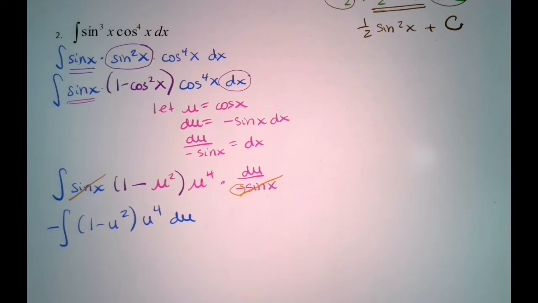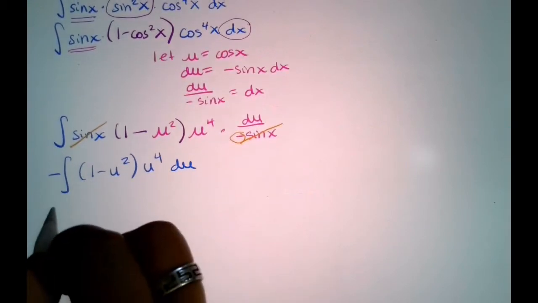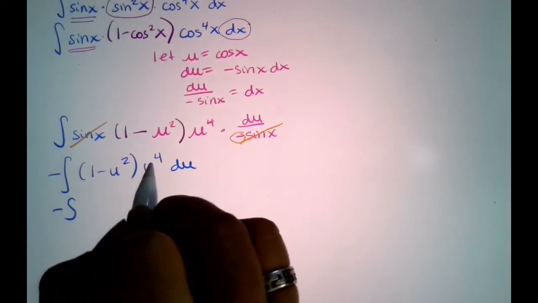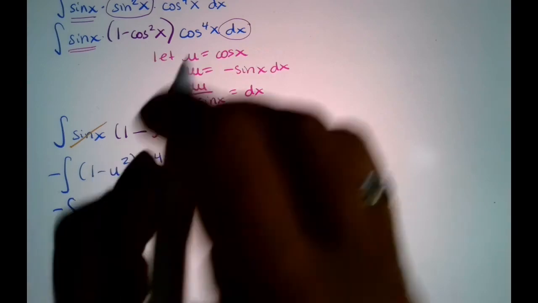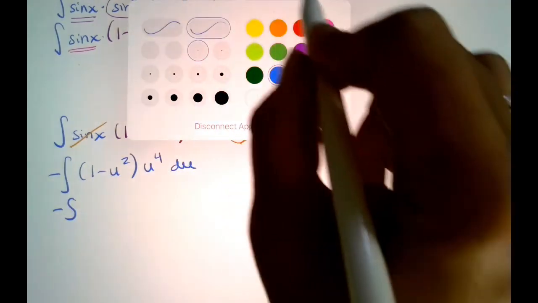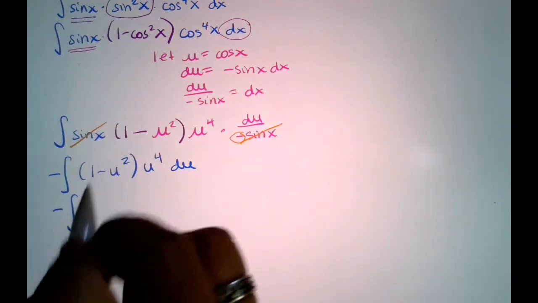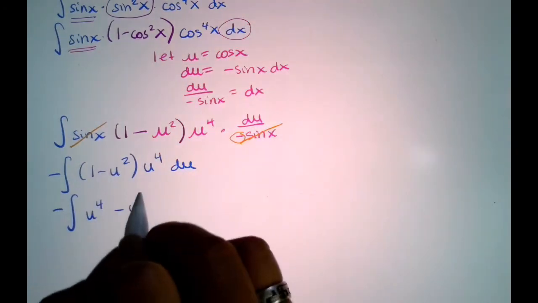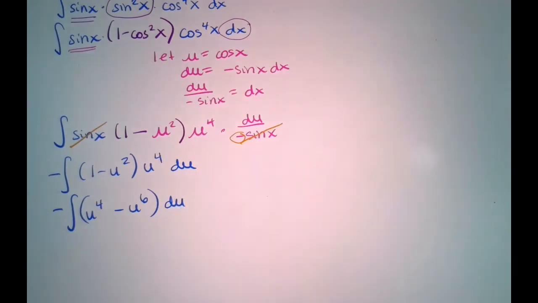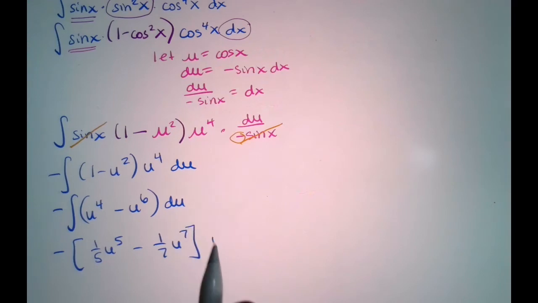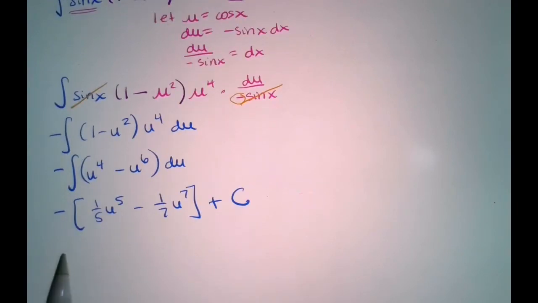And we know how to do this because I'm just going to move that u to the 4th through. I'm just going to throw that in and multiply it through. So that's u to the 4th minus u to the 6th. Now I can get in here with the power rule and work this through. So what do I have? Well, I'm going to have 1/5 u to the 5th, 1/7 u to the 7th, and then maybe I'll throw the negative through.